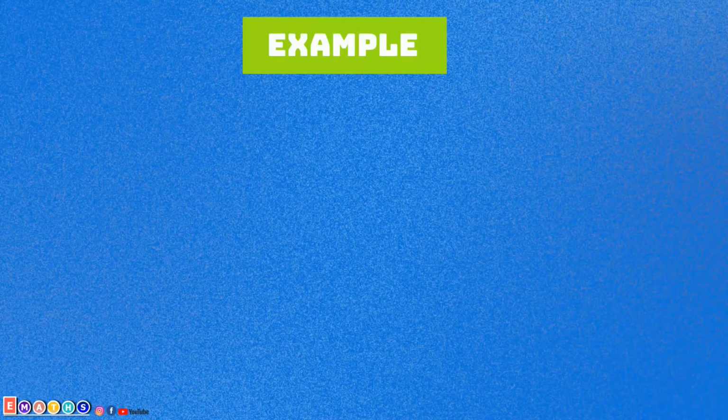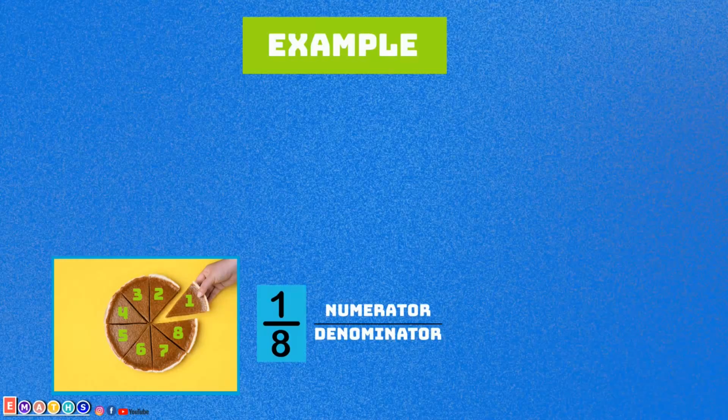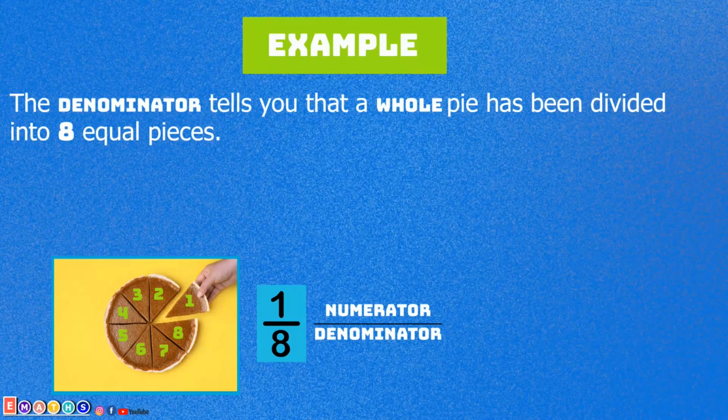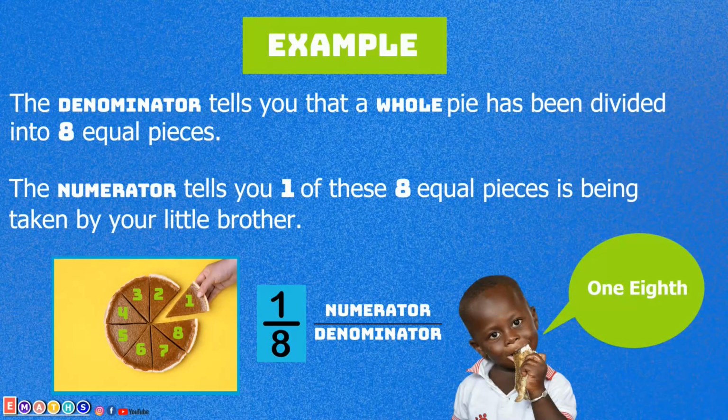Let's take a look at this simple example. We have a whole pie. The whole pie is divided into 8 equal pieces. The denominator tells you that a whole pie has been divided into 8 equal pieces. The numerator tells you one of these 8 equal pieces is being taken by your little brother. He has consumed 1/8 of the pie.